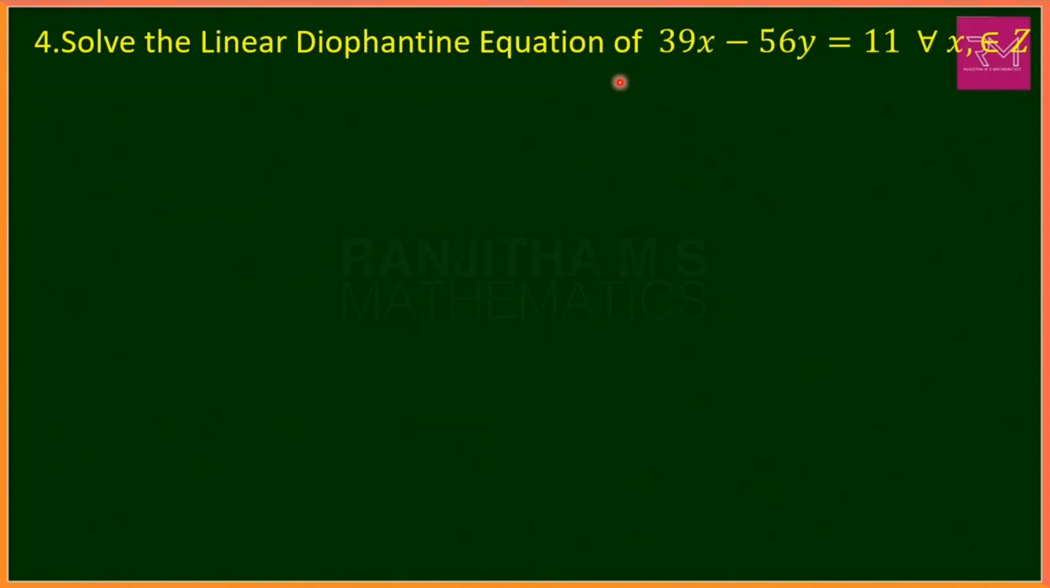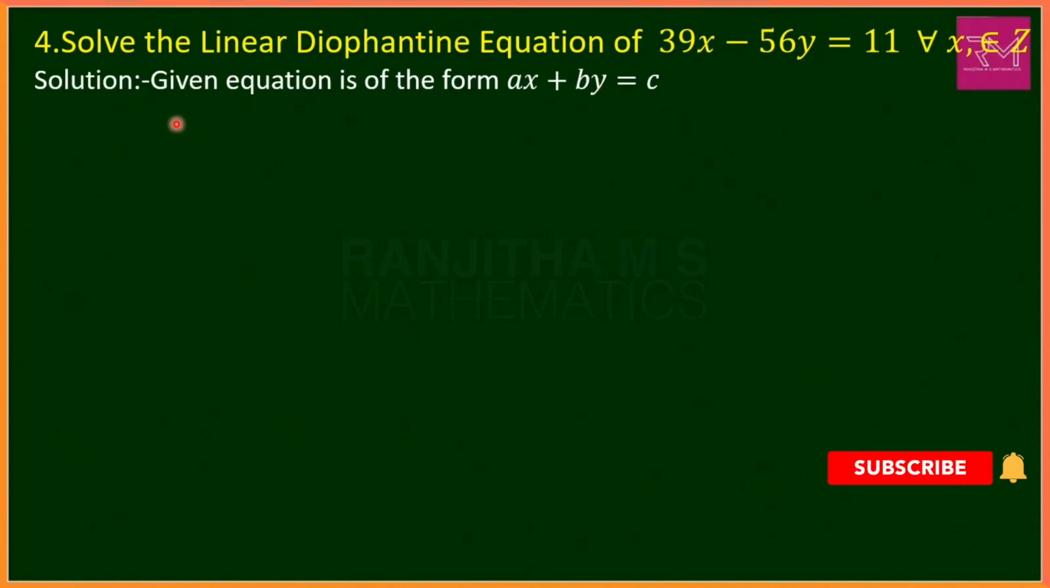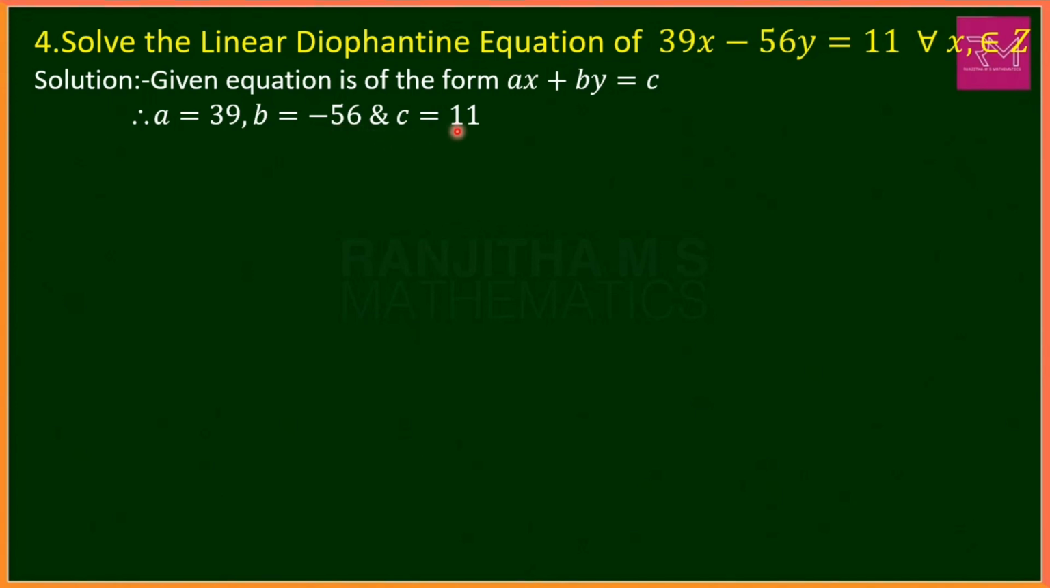Solve the linear Diophantine equation 39x minus 56y is equal to 11 for all x belongs to Z. Comparing these two equations, we get the value of a as 39, b is minus 56 and c is 11. Next step, we have to find the value of GCD for a and b. Here a is 39 and b is minus 56.